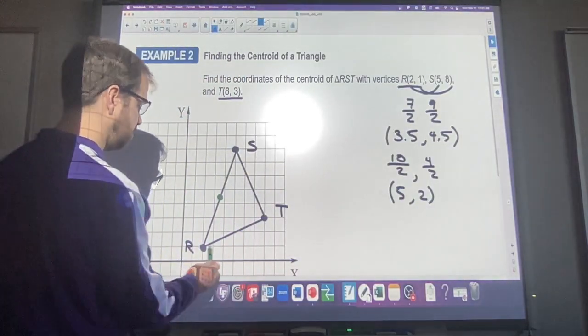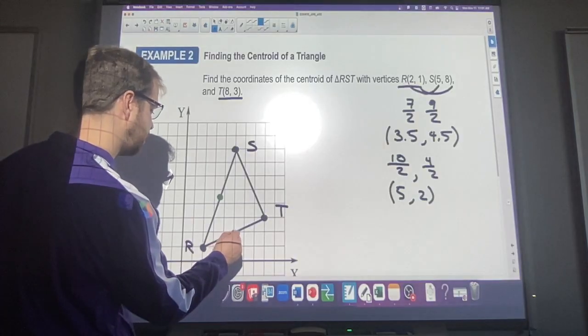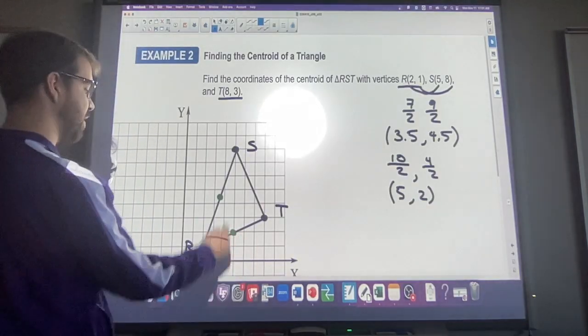So over 6 up 2, so over 3 up 1, and we end up in the same spot. We end up at 5, 2 right there.